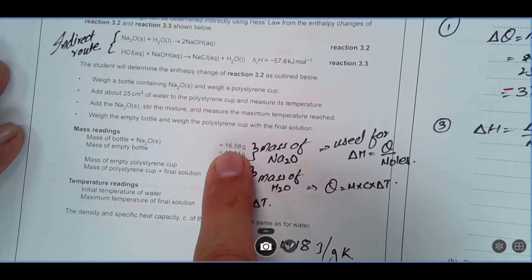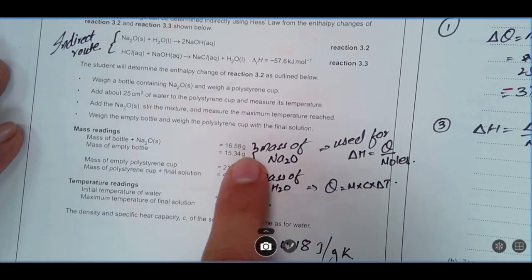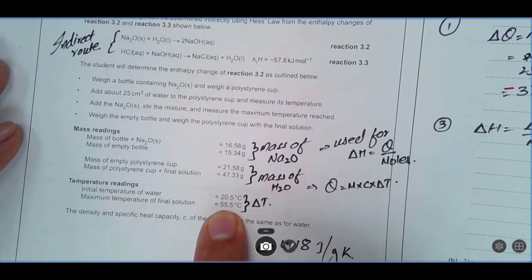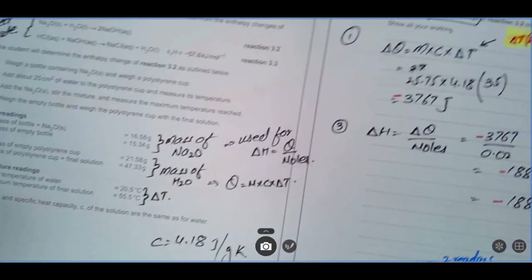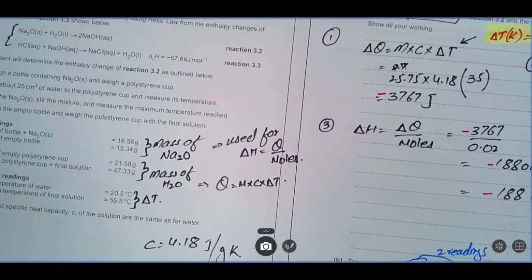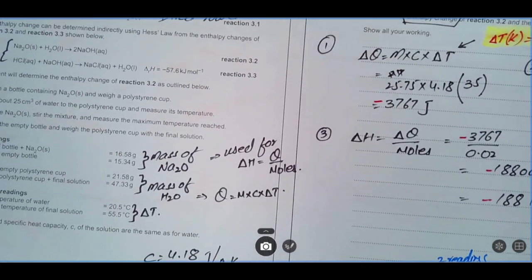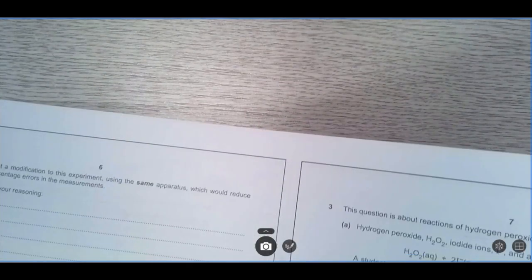They made 2 readings for each value, right? So they made 2 values of the mass, they made 2 values of the temperature. So when you have 2 values that you use to work out your value, you'll have to add your uncertainty twice. Last question, part C.